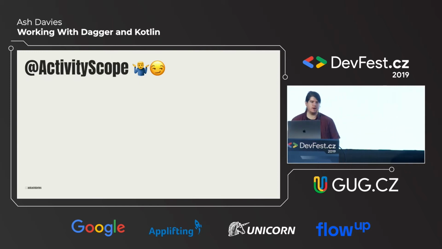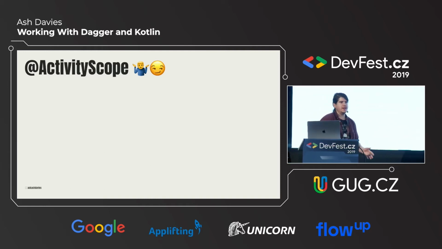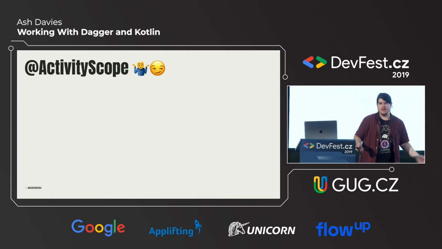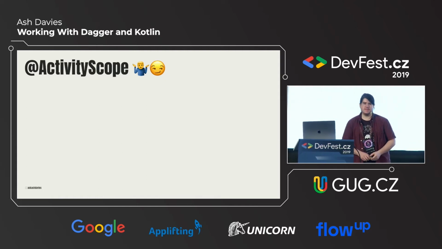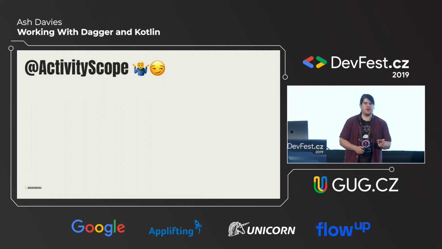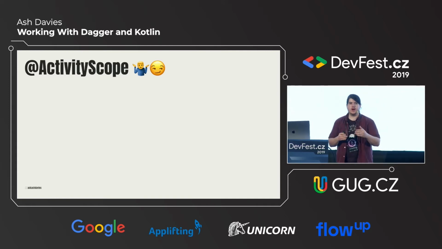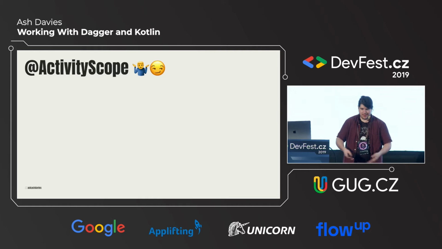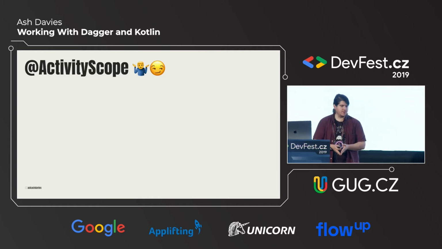But Dagger does not care about that. You can name it whatever you like. This could be fragment scope, lifecycle scope, view model scope, DevFest scope. It really doesn't matter. Dagger just treats it as a scope annotation, and then that will apply. You can't use the same one on different components. You can't use different scopes on the same component. That will actually cause a compile time error, but that's more about Dagger documentation.